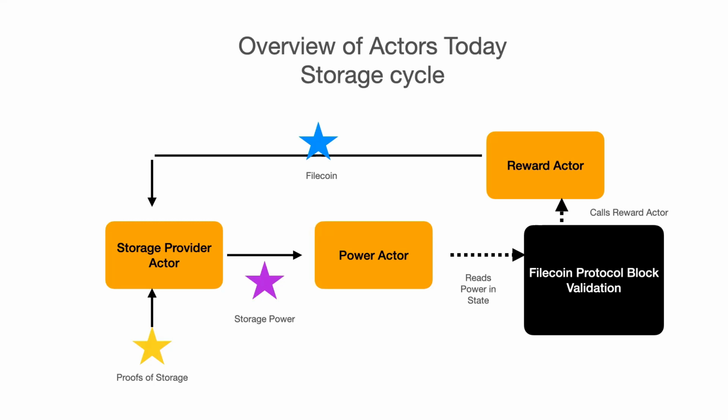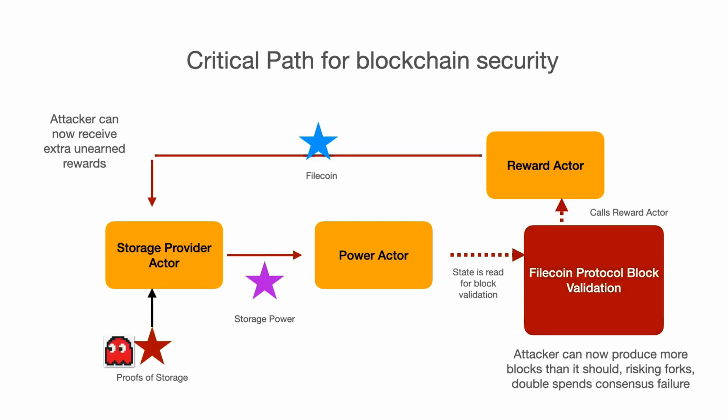And then as part of block validation, these miners are rewarded. So there's this implicit call from block validation to the reward actor, which then sends Filecoin to the storage provider actor, and the cycle continues. So yeah, that is the flow of Filecoin. You can see storage comes in, and then Filecoin is transferred from reward to storage provider, and that's more or less what Filecoin is doing. It's trying to incentivize people to store. Yeah, so I'm going to talk a little bit about why actors are kind of hard.